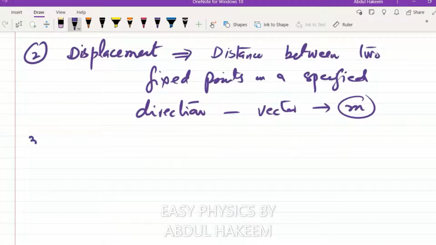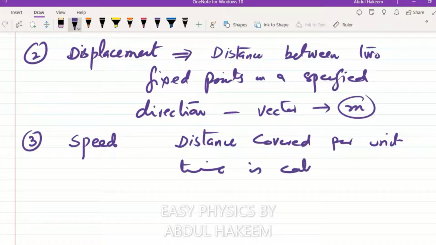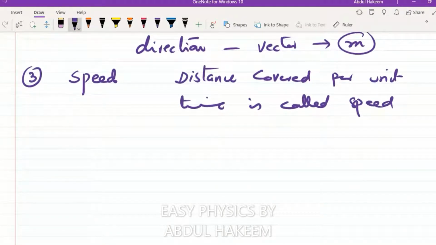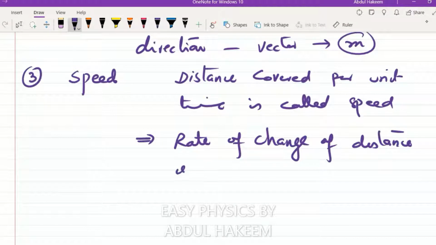And the third is the speed. The definition of the speed is distance covered per unit time is called speed. Or we can write, rate of change of distance is called speed.